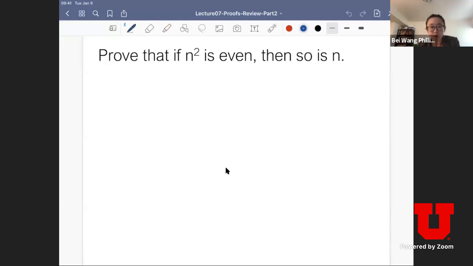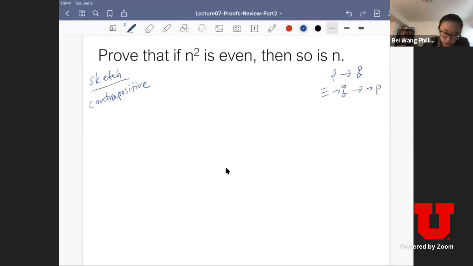So here, the first one, to prove that if n squared is even, so is n. As part of the sketch of the proof, we're going to prove by contrapositive statement. What is a contrapositive statement? Recall P implies Q is logically equivalent to not Q implies not P. In this case, the contrapositive statement is n is odd implies n squared is odd.